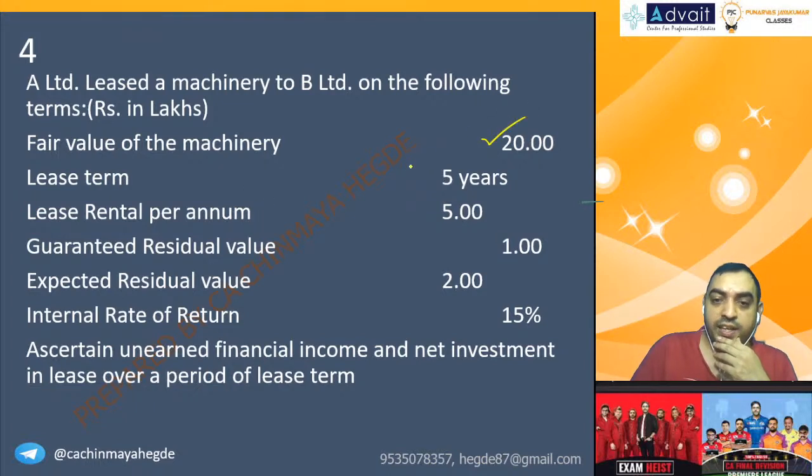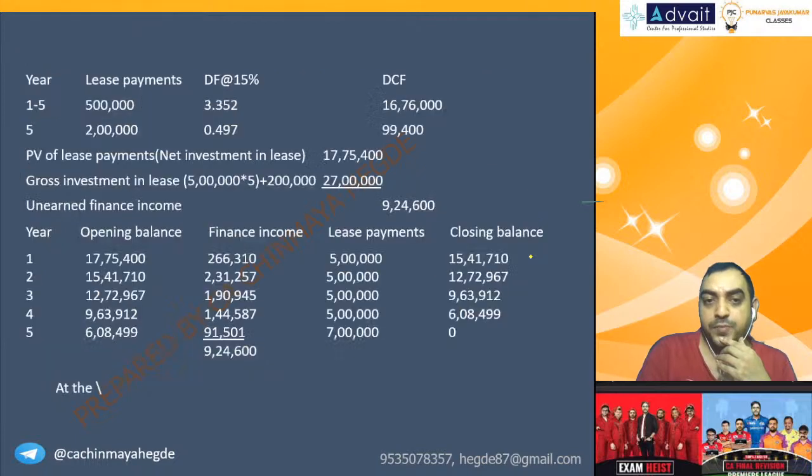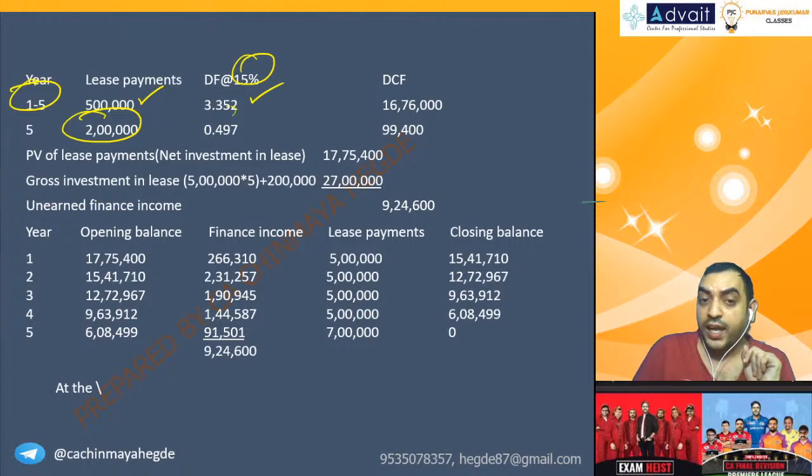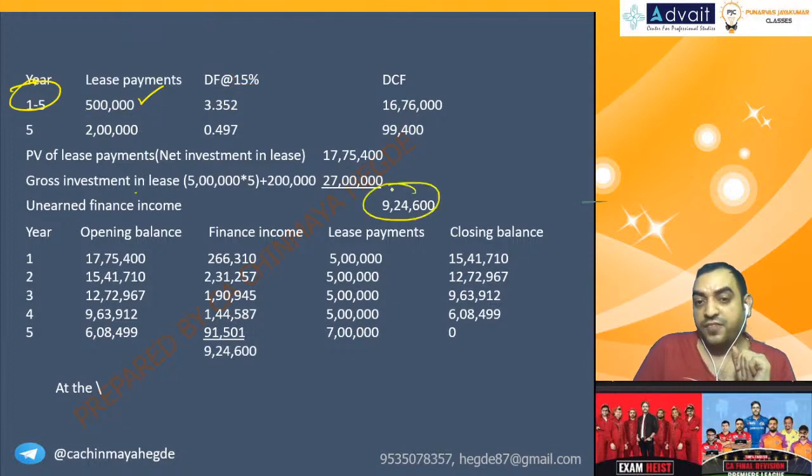Fair value of the machinery 20 lakh, lease term 5 years, lease rental 5, guaranteed residual value 1 lakh, expected residual value 2 lakh, internal rate of return 15%. So annually 5 lakh, for 1 to 5 years, discounting factor 3.352. Last year, guaranteed and not guaranteed, total residual value 2 lakh, last year discounting factor you get, and sum it up. Sum of these two you get 17.75 lakh, and gross investment in lease 27 lakh, and the difference between those two is called unearned finance income.